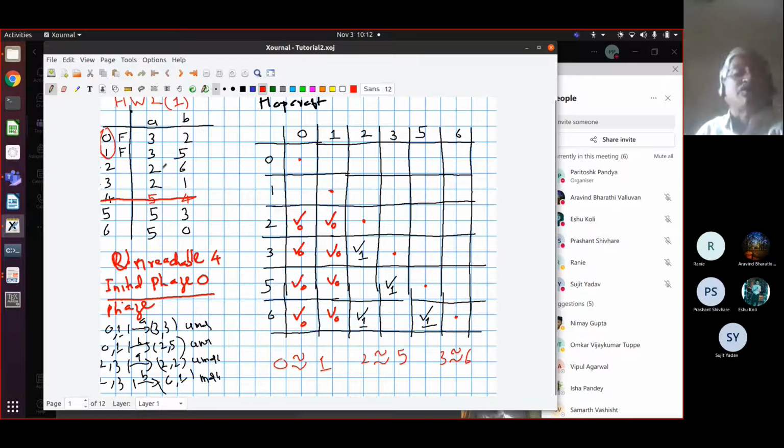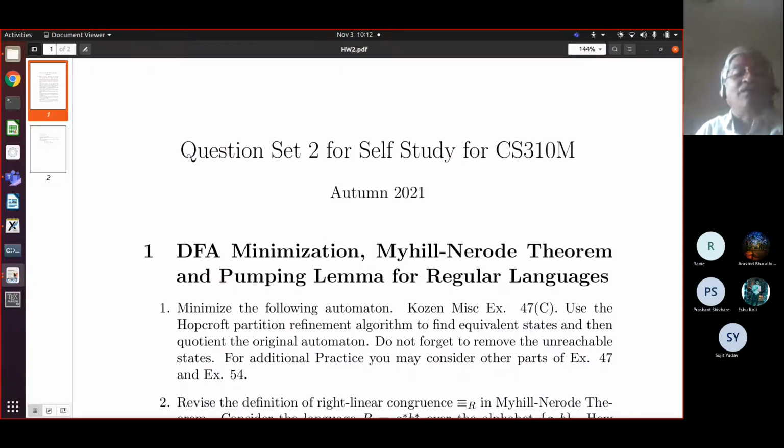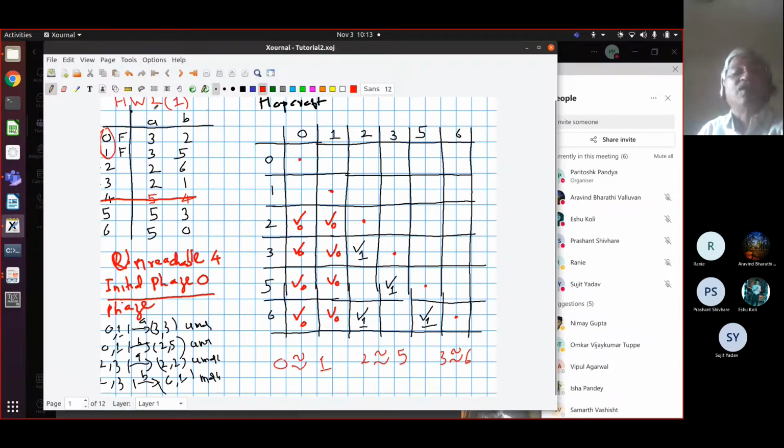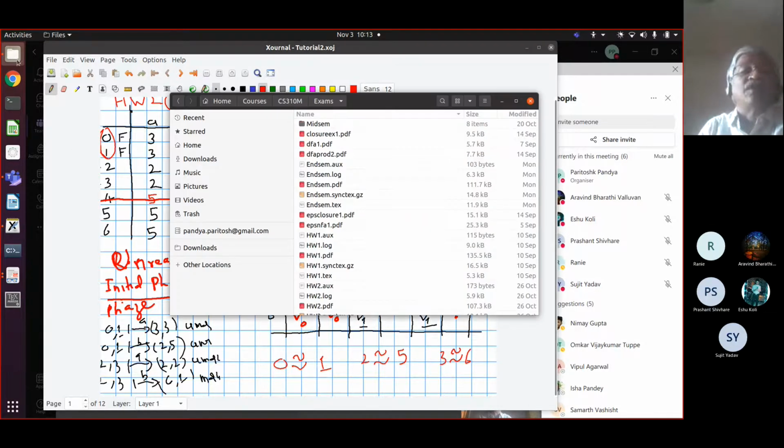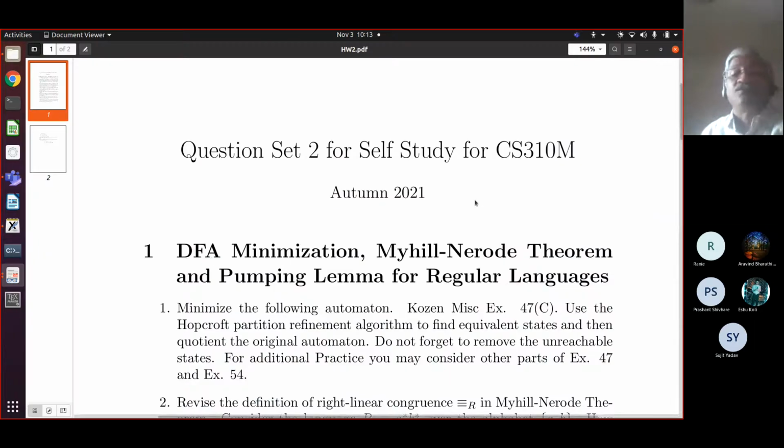So this is how you construct the automaton, and it is guaranteed to be the minimum automaton equivalent to this automaton. This is Hopcroft's partition refinement algorithm to find equivalences, and then we take the quotient by combining equivalent states into 1. So that is my homework exercise 1.